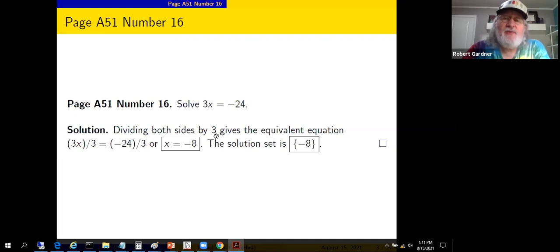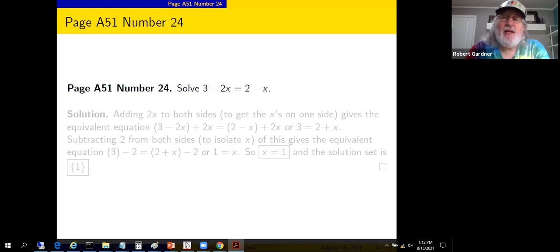Let's divide both sides by 3. Divide this by 3 gives us 3x divided by 3. Divide this by 3 gives us negative 24 divided by 3. Why'd you do that? To get rid of the 3 that's in the way. You take the strategy of get x by itself. 3x divided by 3 is simply x. Negative 24 divided by 3 is negative 8. And there's what x is. In terms of a solution set, the solution set is a set containing this solution, negative 8. So follow this strategy of get x by itself.